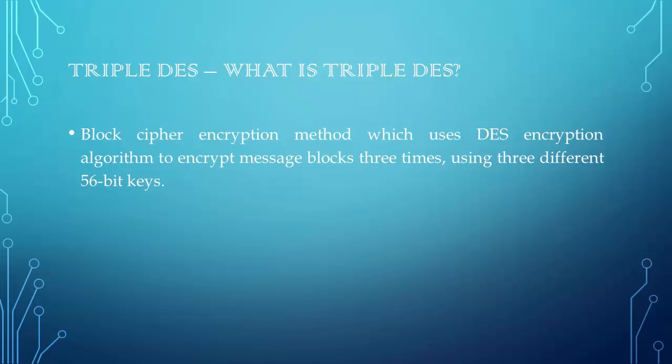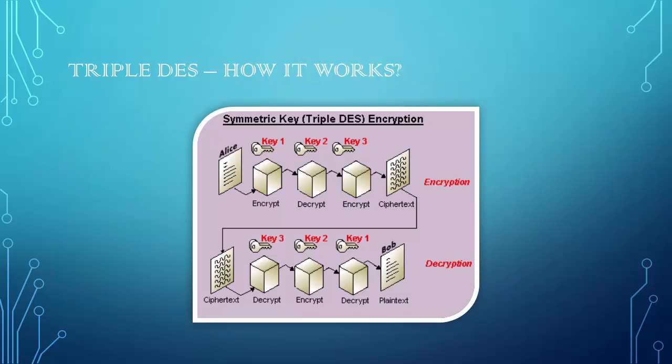So basically what they did is just took DES and ran it 3 times to increase security. So how does this work? Here we have an example where Alice is trying to send a message to Bob. In the process, what would happen is, first, the plaintext block would be encrypted using DES with key 1.